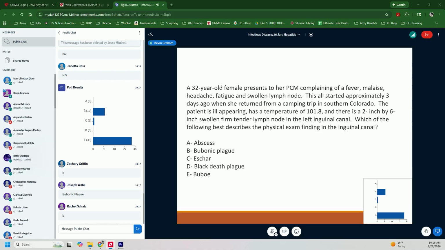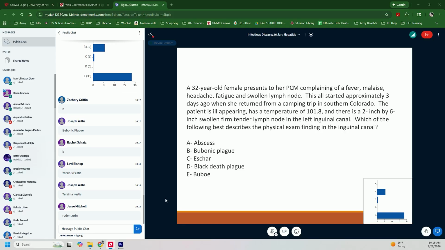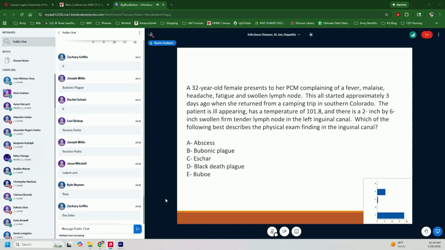What's the vector for bubonic plague? Anybody remember what the vector for bubonic plague is? So Yersinia pestis is the pathogen. The vector would be the thing that brings it to the person. Fleas. Somebody I think said rodent urine, and there is one that we talked about that does have to do with rodent urine and feces, but it's not Yersinia. Anybody remember what the rodent urine feces is? Usually deer mice. Hantavirus. Yep.